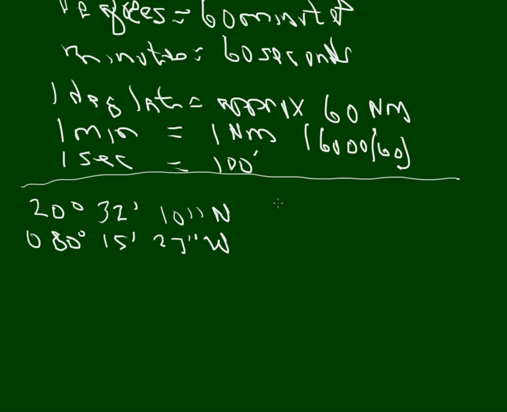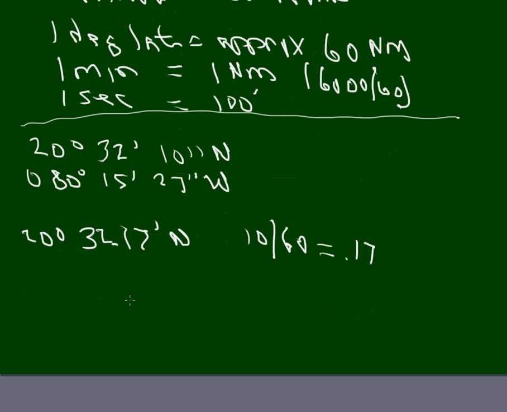But there is another way, or a couple of other ways of doing this. Rather than using degrees, minutes, and seconds, you can also just use degrees, minutes, and some decimal value to equal the seconds. So 20 degrees, 32 minutes, and 10 seconds north can also be expressed as 20 degrees, 32.17 minutes north, and I got that because 10 out of 60 seconds, rounded to the nearest 1/100, equals 0.17.